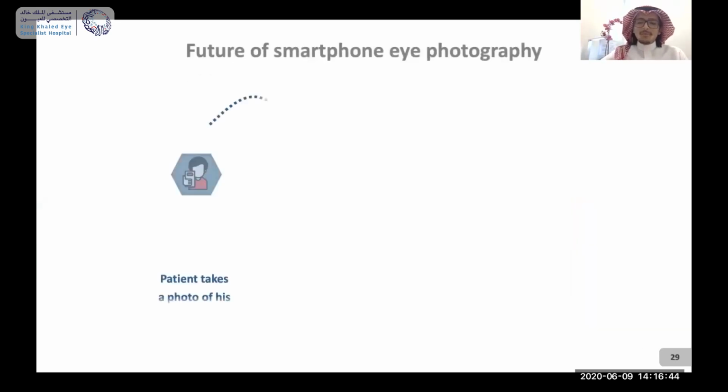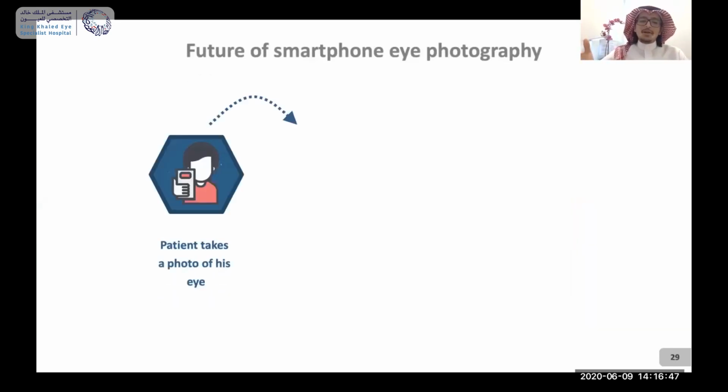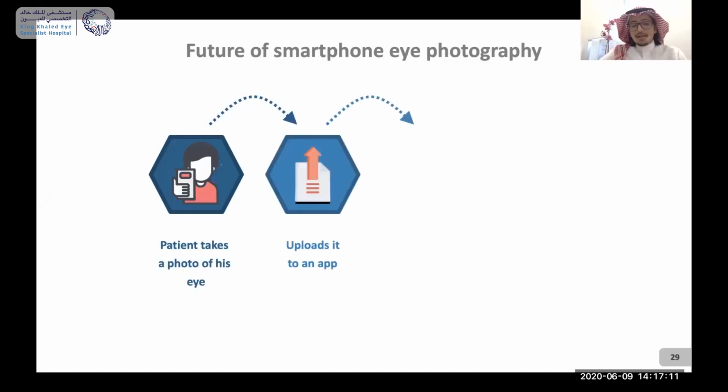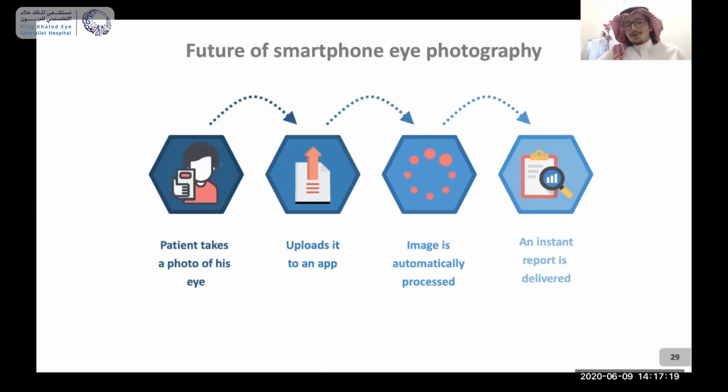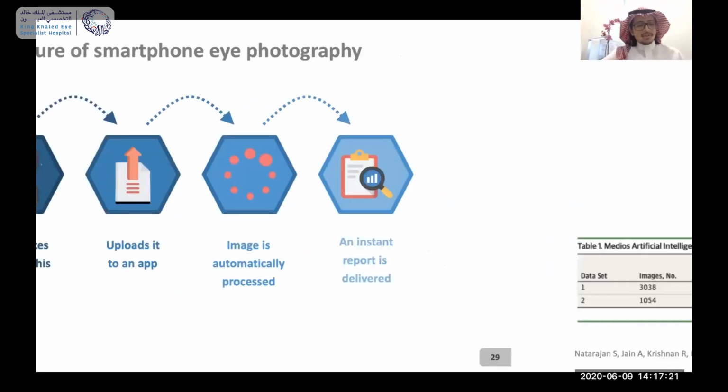So where are we heading in terms of photography? Up until today, the smartphone photography still requires a healthcare professional to be there. We cannot have the patient himself at home take a photo of his eye because we still don't have sophisticated technology that allows the patient to do so. But in the future, you may not know. We may reach a stage where the patient takes a photo of his eye and then uploads it to an app where artificial intelligence can process it and give the patient an instant result. You never know, this might be anytime in the near future.